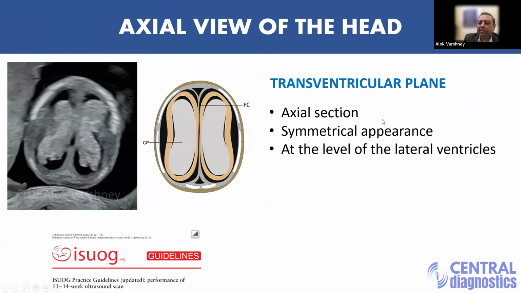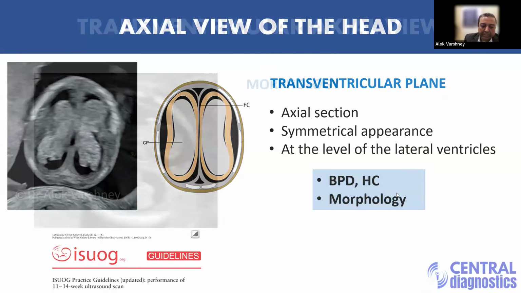So the transventricular plane is another axial section of the brain. Again, the head should have a symmetrical appearance, and we take it at the level of the lateral ventricles. We can use this to measure the biparietal diameter and head circumference if we are using only this plane, but a transthalamic plane is preferred for measuring the biparietal diameter and head circumference. But what we can use this plane better for is to assess the morphology.